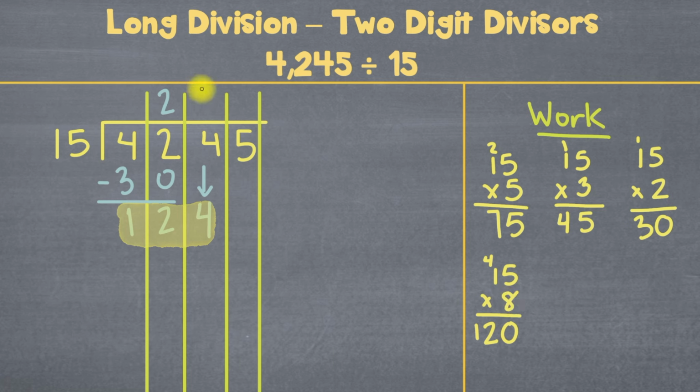So we're going to put our 8 right here. Because 8 times 15 is 120. We'll write our 120 here, and then we'll subtract. 4 minus 0 is 4. 2 minus 2 is 0, and 1 minus 1 is 0. And since that's in front of our digit here, we don't have to write it in. And the last thing we have to do is bring down the next digit to the right. So we'll bring down our 5.